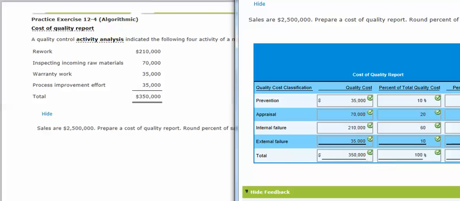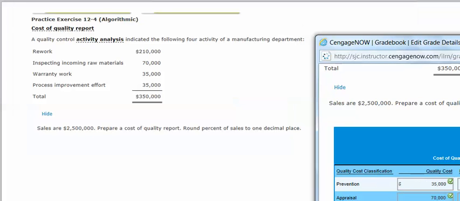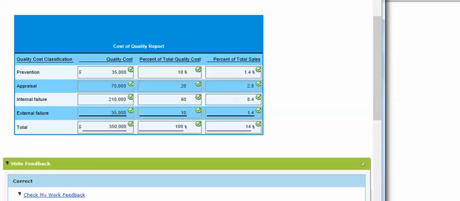Now once we've determined all of those costs, we can then add up the total, which is $350,000, and of course that's the same as what they gave us here, $350,000. Once we have done that, we can say, of the total quality cost, the $350,000, what percentage is the prevention cost? Take the $35,000 divided by 350, we'll get 10%. 70,000 divided by 350 is 20%. We do that for each one of our costs, and we have 60, 10, and of course all of those would add up to 100%.